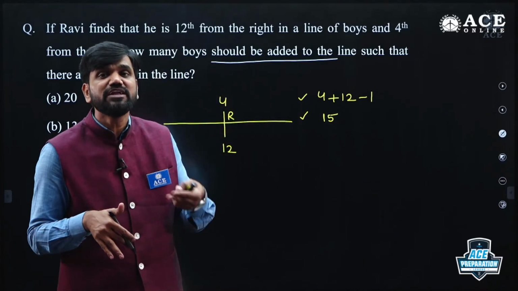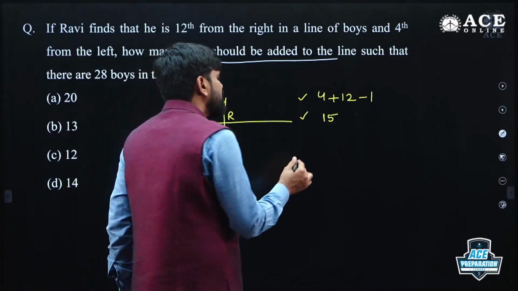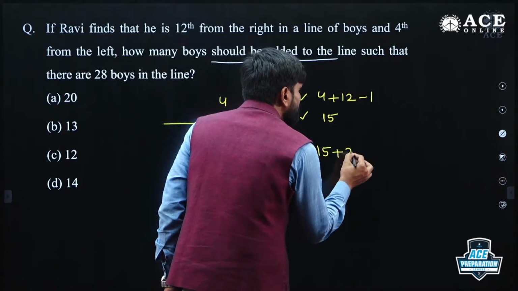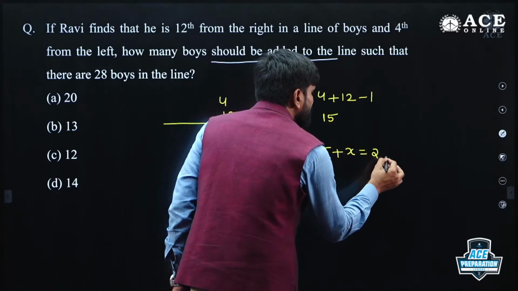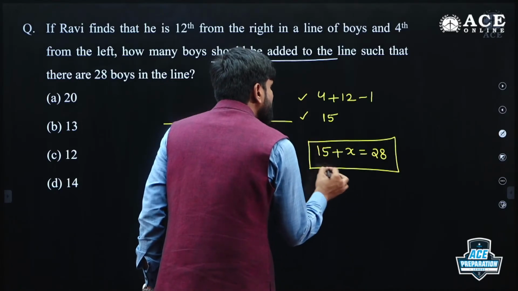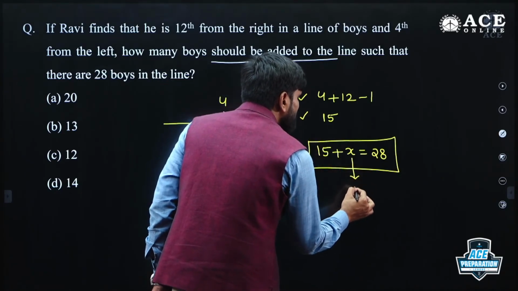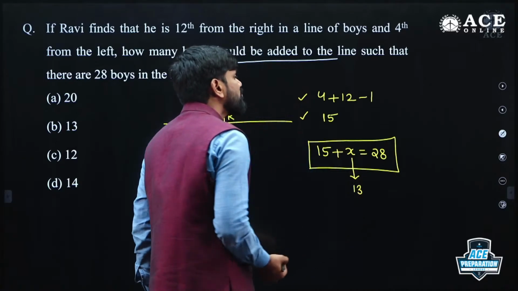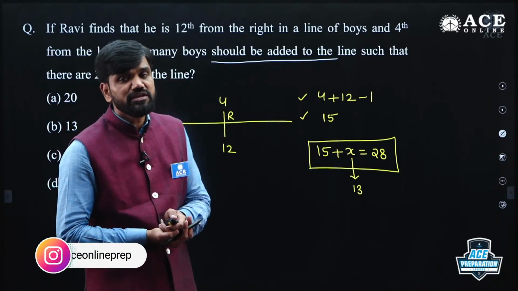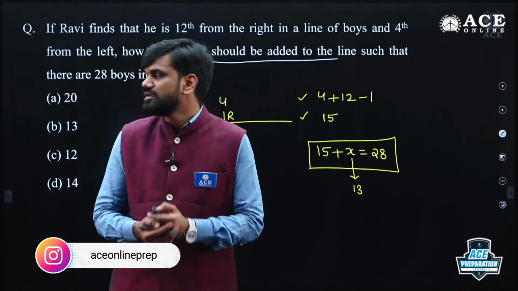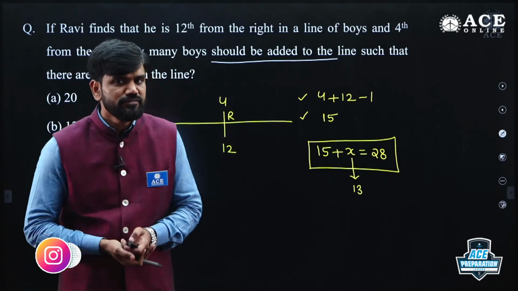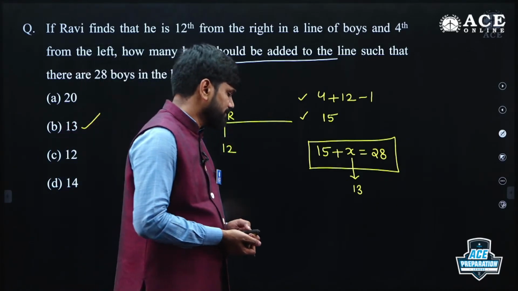How many should be added to make it 28? Already 15 are available here. 15 plus what will give you 28 is what I am looking for. For 15, what should I add to make it 28? I should add 13. Hence the number of boys that must be added to make the total 28 is 13. Hence your answer has to be option B. Is that clear, everyone?